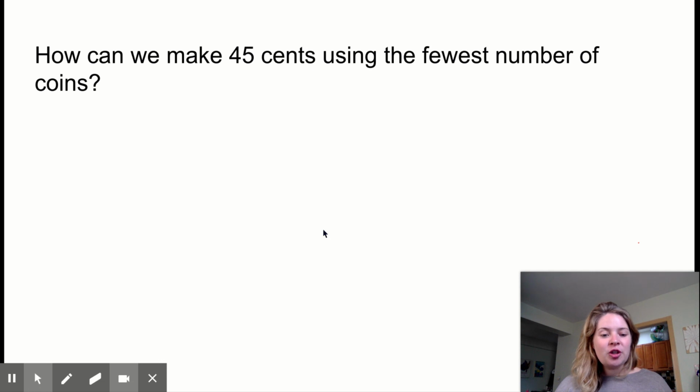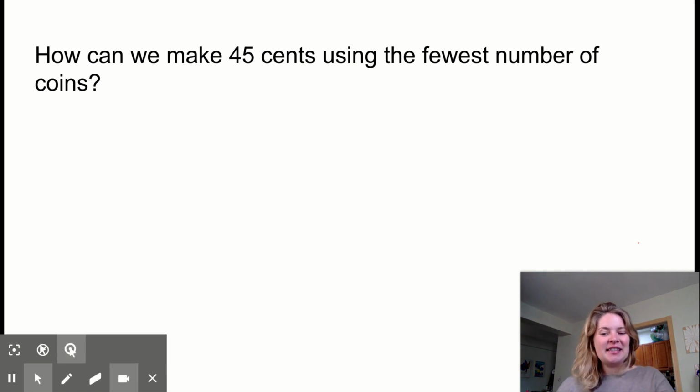Why don't you try it now with 45 cents? Make it using the fewest number of coins. What can you come up with? Take a few minutes to solve.